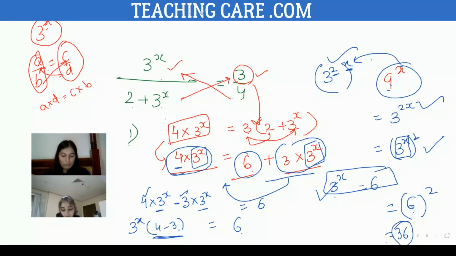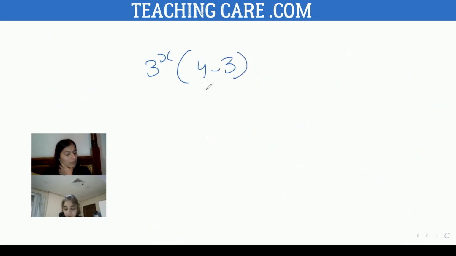Wait, if it's like 3x times 4 minus 1, aren't I supposed to find what 3x times 4 is first, and then what 3x times 3 is? I'm at the point now where it's 3x and then there's a bracket, 4 minus 3. Aren't I supposed to multiply first, like 3x times 4 and then 3x times 3? We are doing the opposite, no? Here, they were already multiplied.